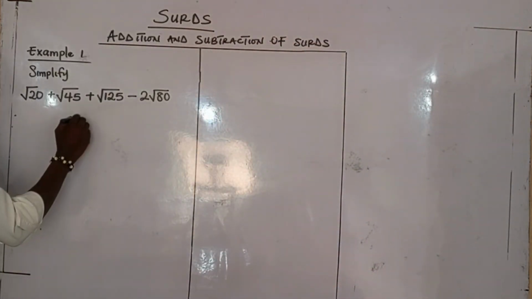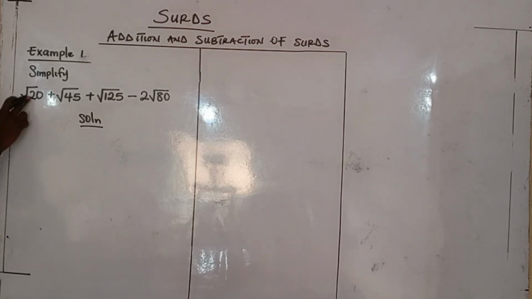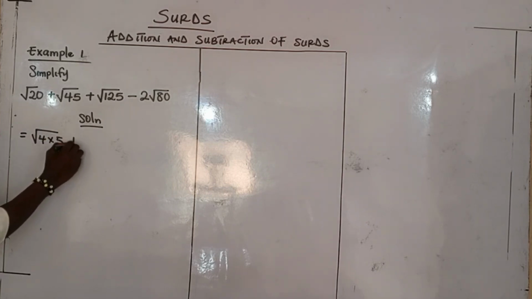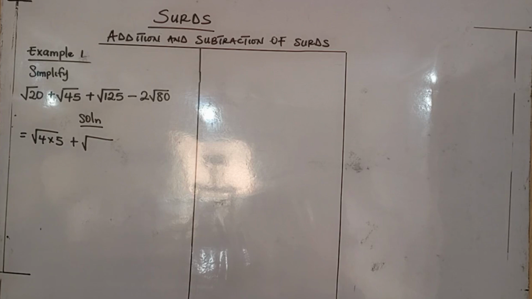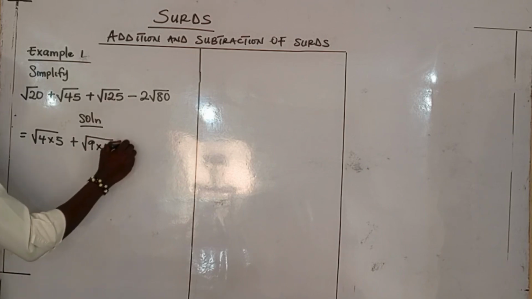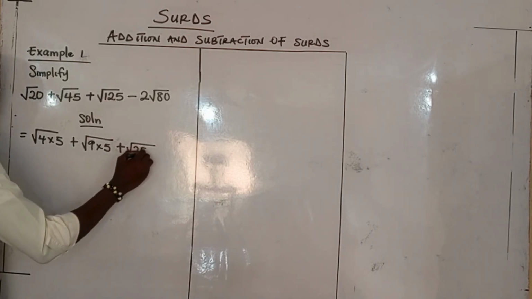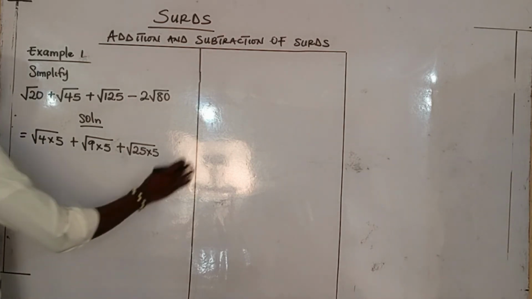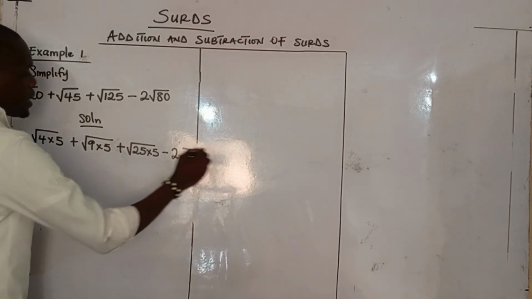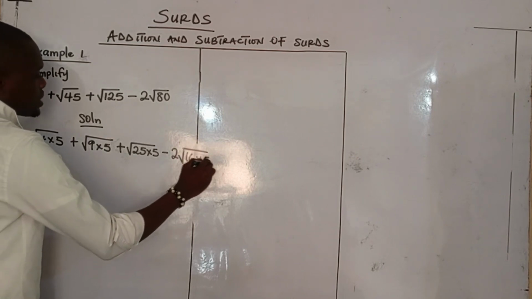So if we are to go ahead to solve this question, that means the first number there, which is the square root of 20, we need to express it in its basic form. So if we express 20 as a product of two numbers in which one of them is a perfect square, we have 4 times 5. Then if we look at that of 45, we have 9 times 5. And then that of 125, we are going to have 25 times 5. And then we have minus 2, and 80 is the same thing as 16 times 5.